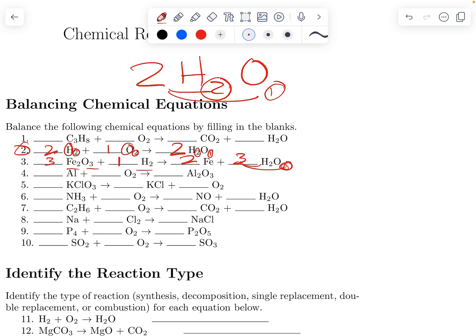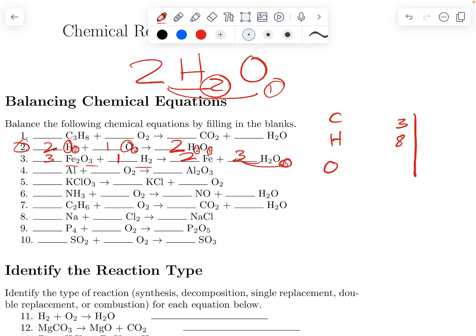All right, and let's do number 1, last but not least. I'm doing these in order of difficulty. So let's do carbon, hydrogen, and oxygen. Okay, so we have 3 carbon, 8 hydrogen, and 2 oxygen. Pause the video if you don't, and go check and see why that is. Now carbon, we have 1. Oxygen or hydrogen, we have only 2. And then oxygen, we have 3.